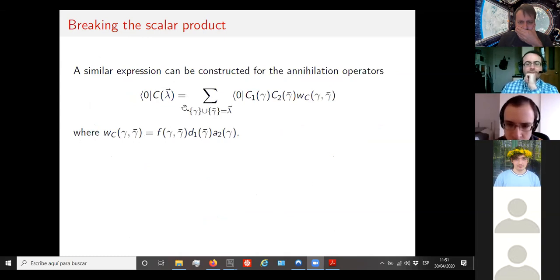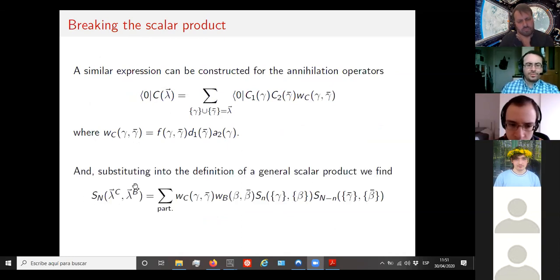So you can do similarly for the C operators and put everything together and write the scalar product as a sum over partitions, different from the kind of sum over partitions we had before, because now I have to split this lambda C into gamma and gamma bar and lambda into beta and beta bar. But I have two scalar products with less or equal number of excitations.